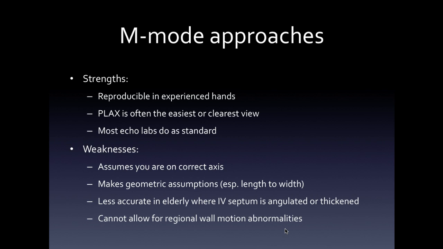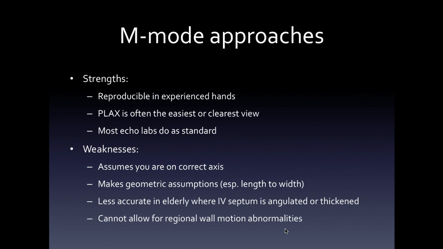The problem is you have to get the axis right. If you're off axis, you'll underestimate the dimensions, and it makes huge geometric assumptions. You're assuming that the width of the ventricle correlates with the length of the ventricle, and that works fine in the normal heart. But in the sick heart, in the cardiomyopathy, in particular after a myocardial infarction, it won't take into account, for example, an apical infarct. So you might get a totally normal ejection fraction based on this method, but the patient might have had an apical heart attack, have lost their apex totally, but it's not measured in this. Okay?